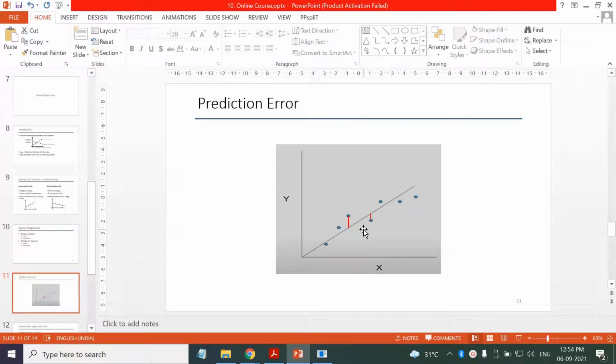Now what will be a prediction error? That prediction error is indicated in the red line. For this line, consider for this sample the actual value is this one. Let me draw.